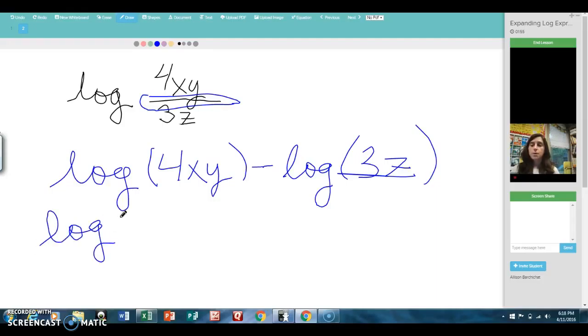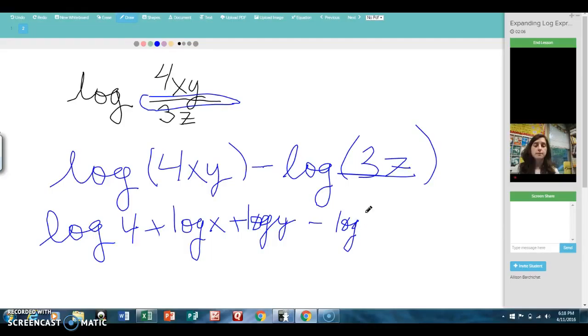So it's going to look like this. The log of 4 plus the log of x plus the log of y, and then minus the log of 3, and then minus the log of z.